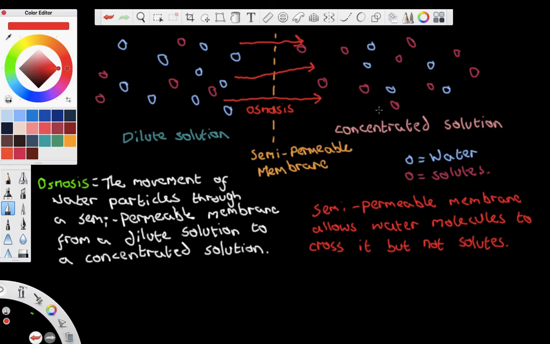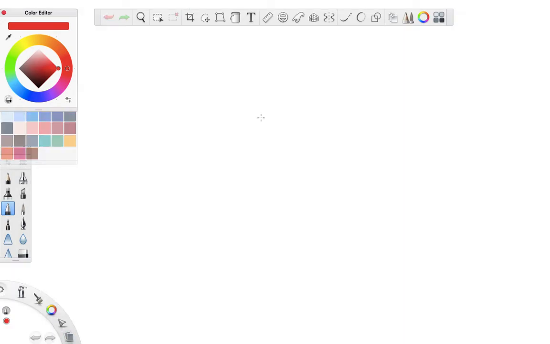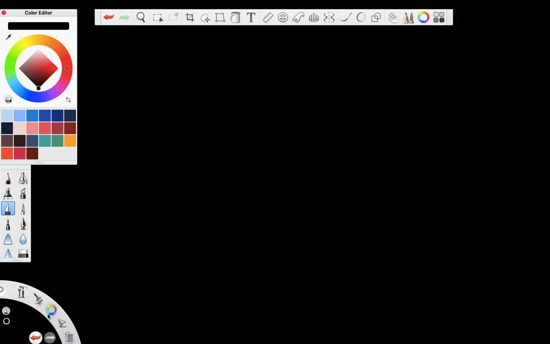Now, cells in our body need water for chemical reactions to take place. So again, I do need to refresh the screen. If you haven't got everything down, you can rewind the video or pause it or do whatever to make sure you've got the notes. So we can start by saying that cells, I'm putting this in red, it's important, need water for chemical reactions.